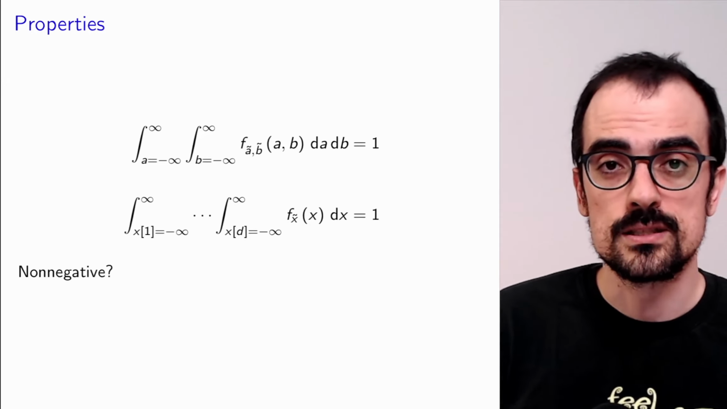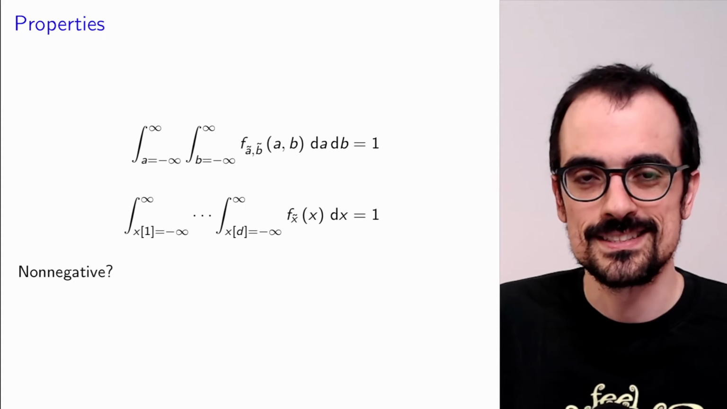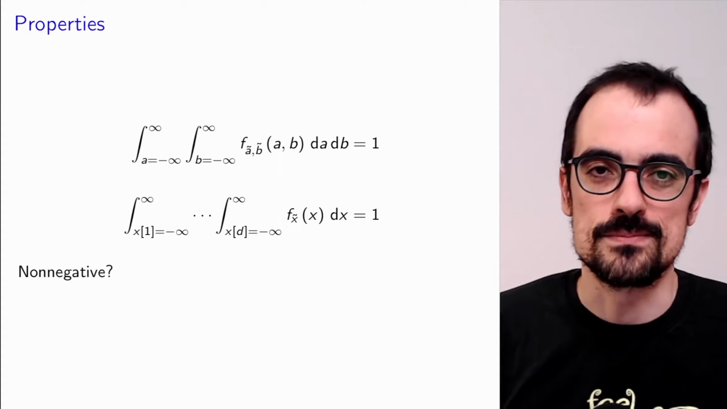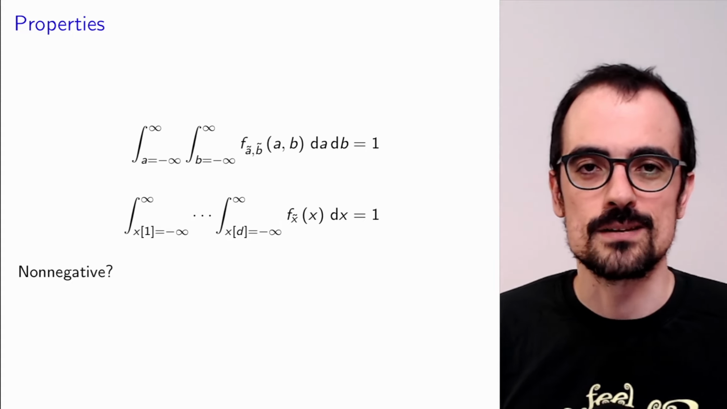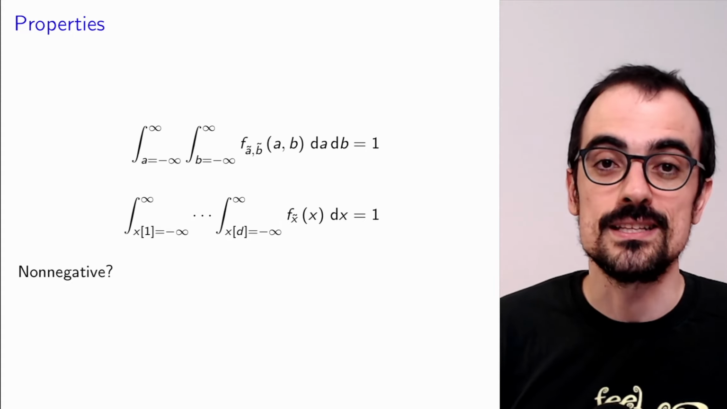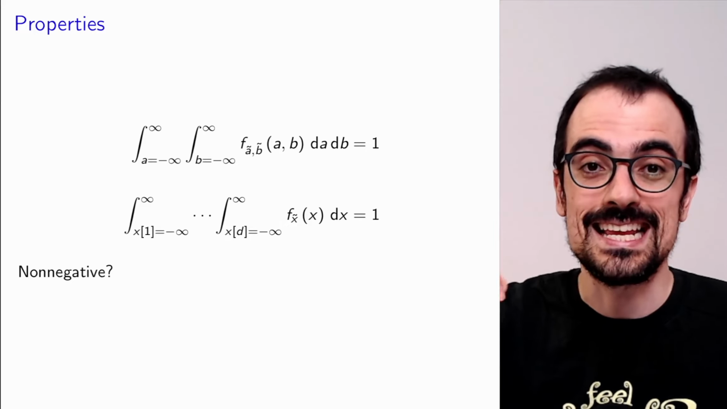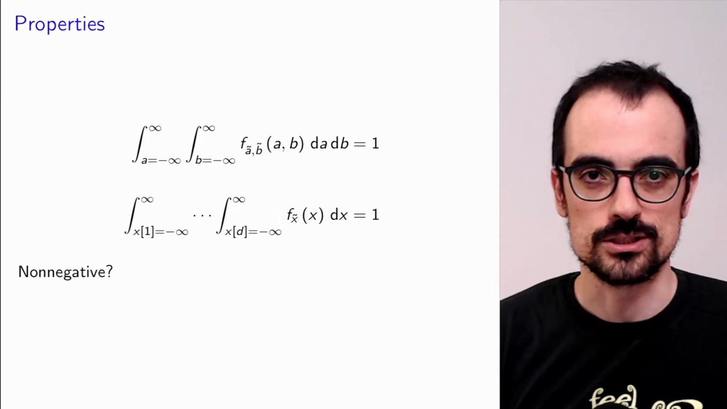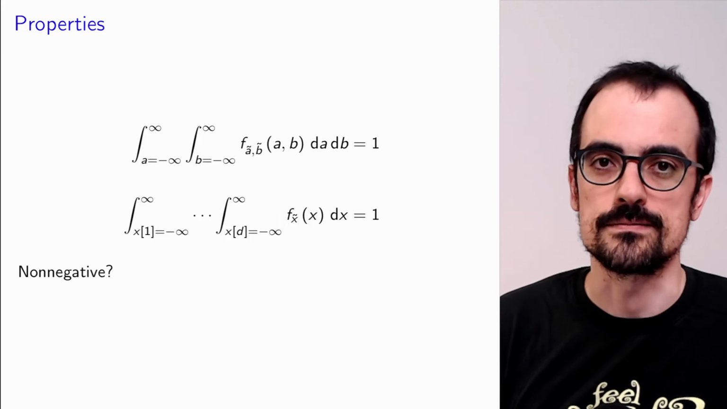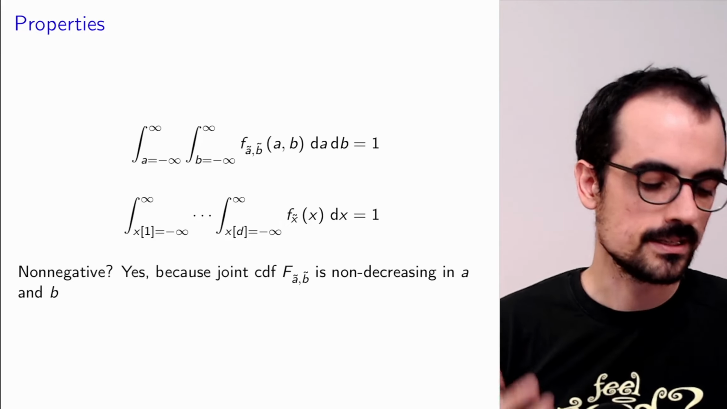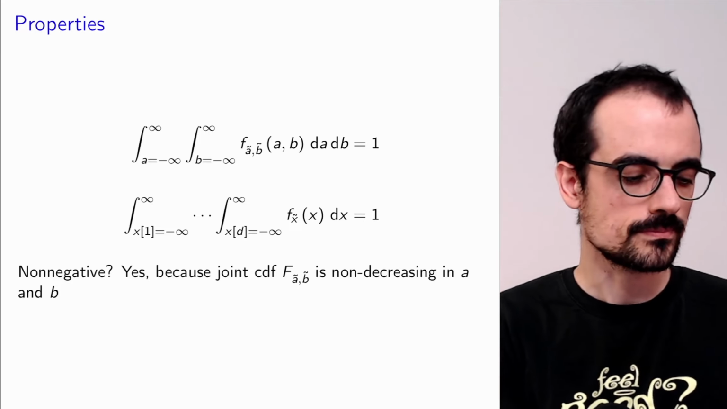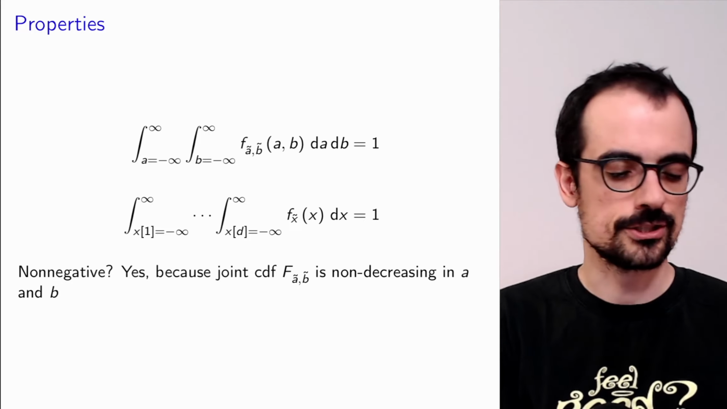Is the joint PDF always non-negative? So here you need to remember something that we derived in the previous video on multivariate continuous random variables, and that's that the joint CDF is non-decreasing in each of its arguments. And because of that, when we take these partial derivatives, we're never going to get a negative value. So the answer is yes, because the joint CDF is non-decreasing in every argument. And this also holds for d dimensions.